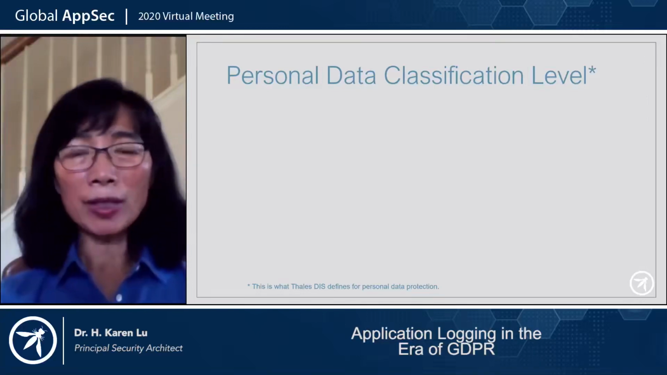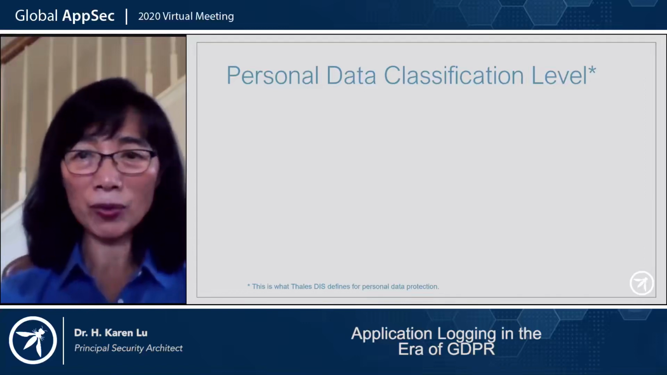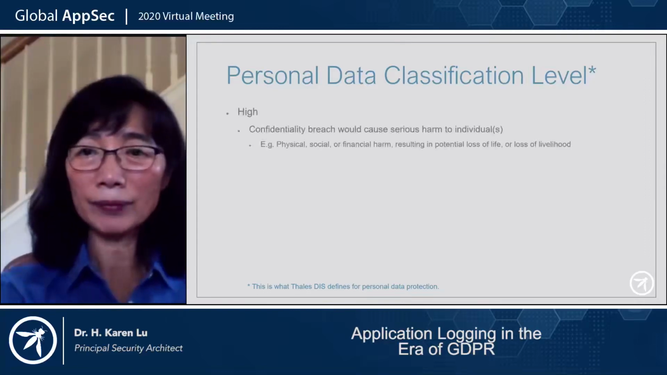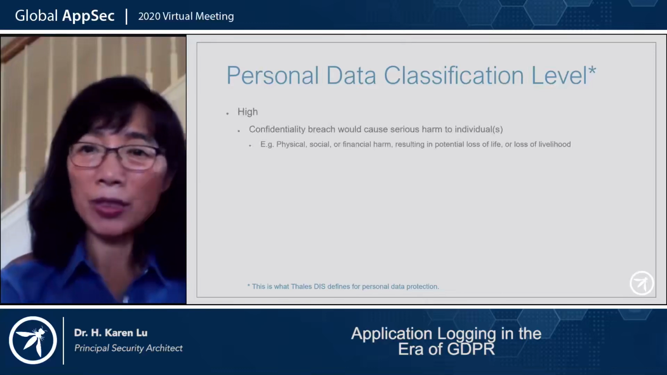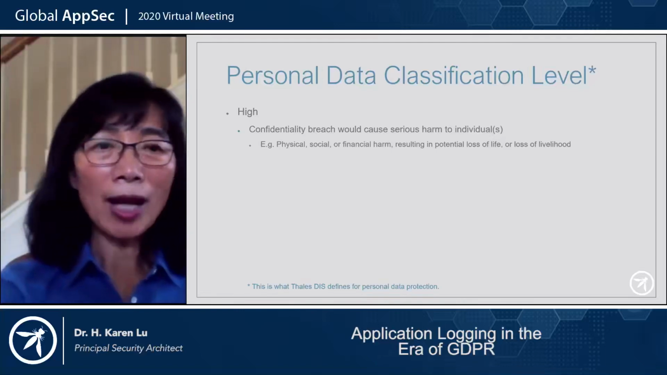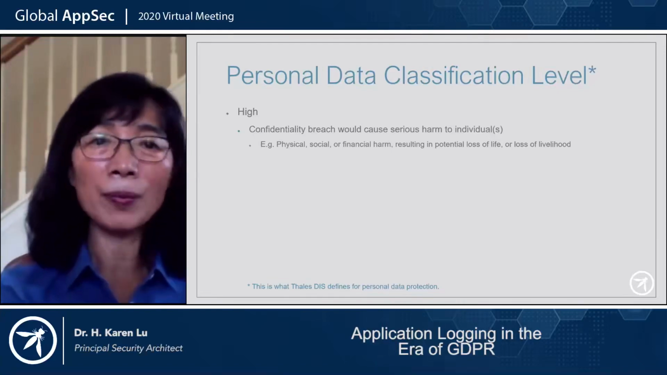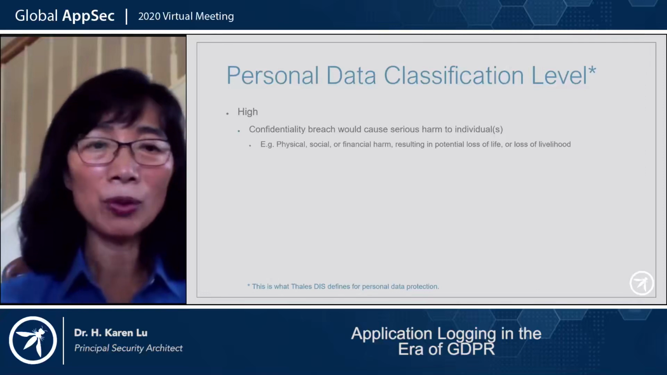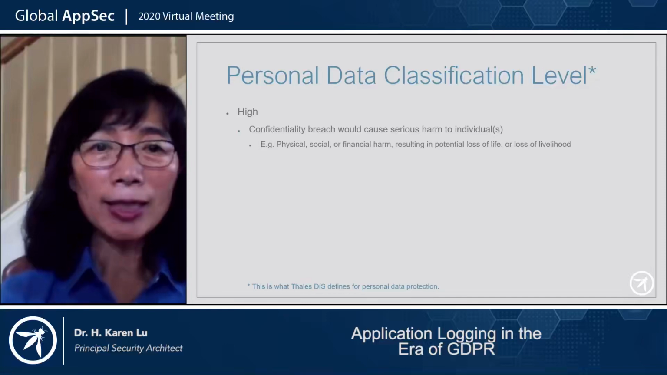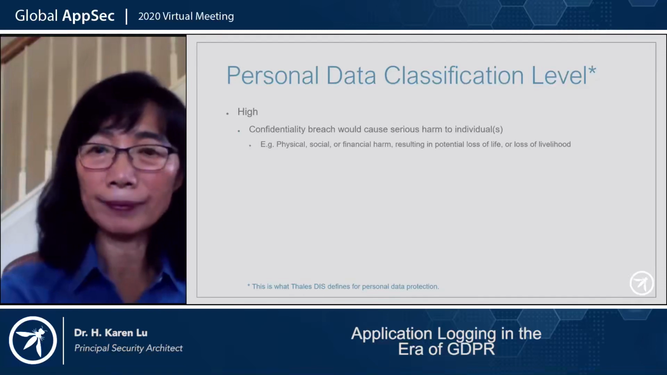These are what we use in our company. Your companies should have your own classification based on the personal data you're dealing with. Let's see our classifications. We classify data into three levels: high, medium, and low. For the high level, confidentiality breach would cause serious harm to individuals. For example, physical, social, or financial harm, resulting in potential loss of life or loss of livelihood.